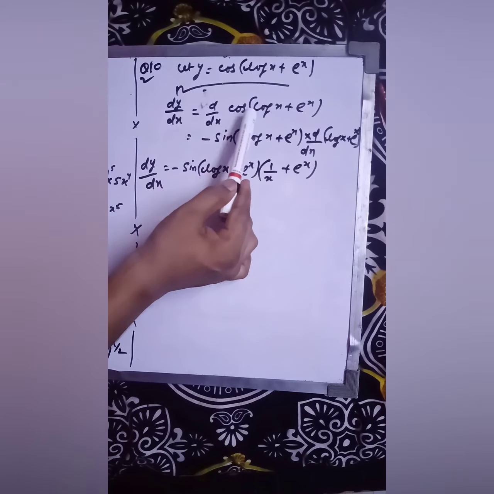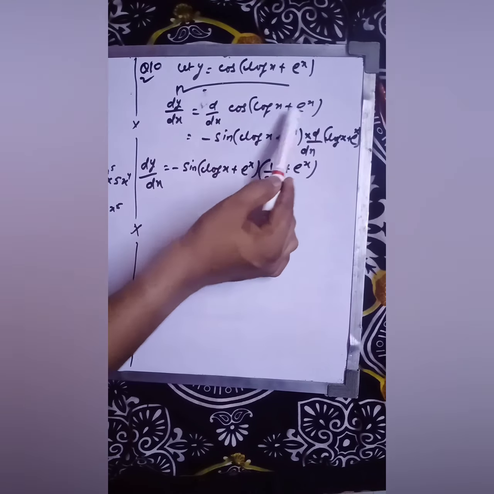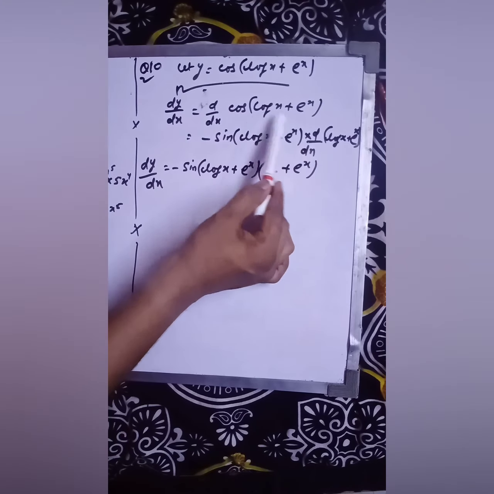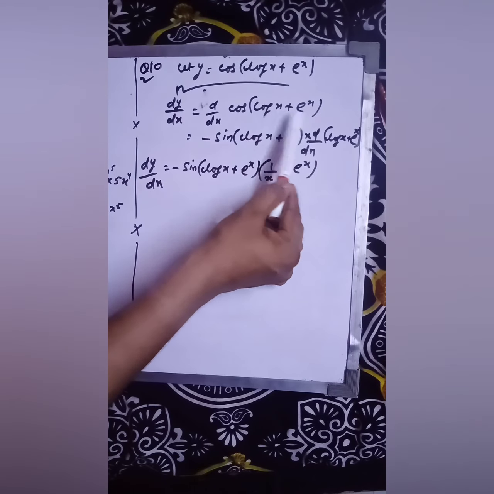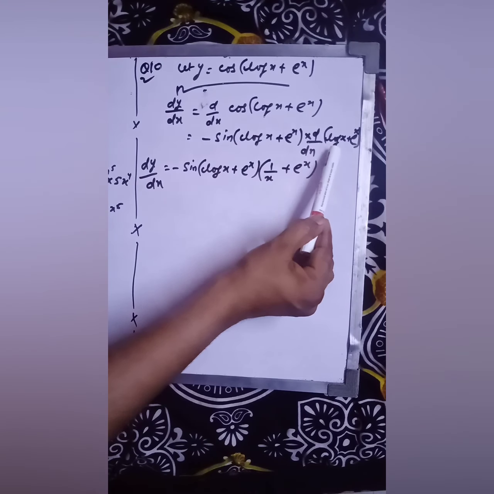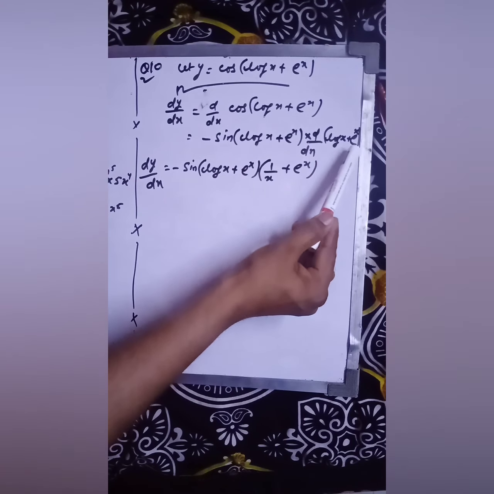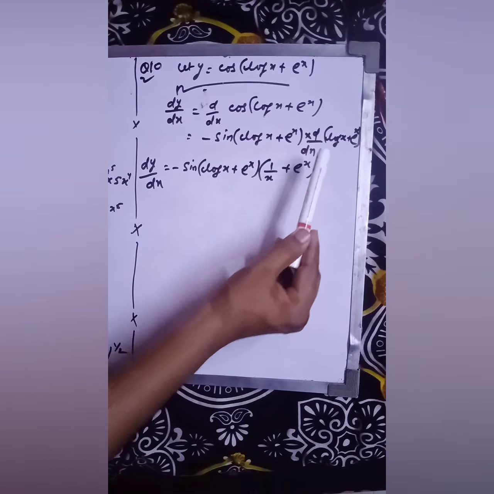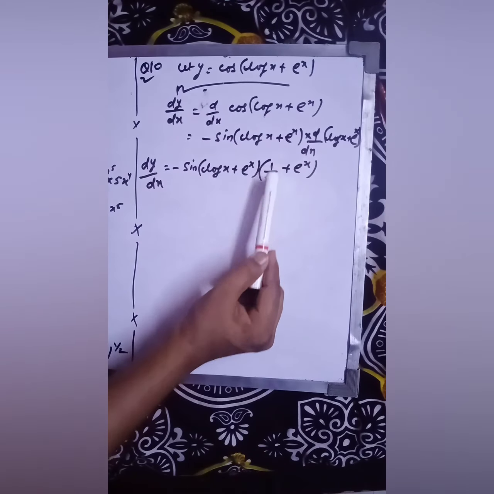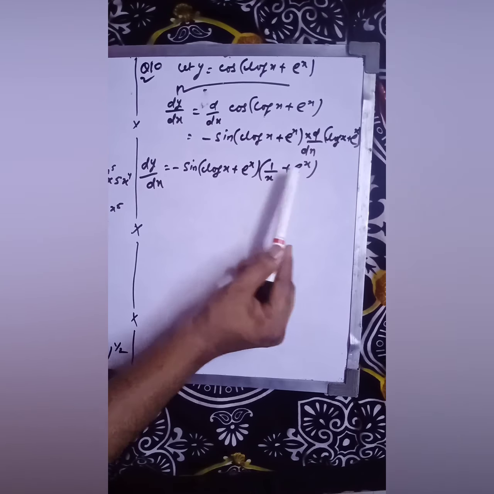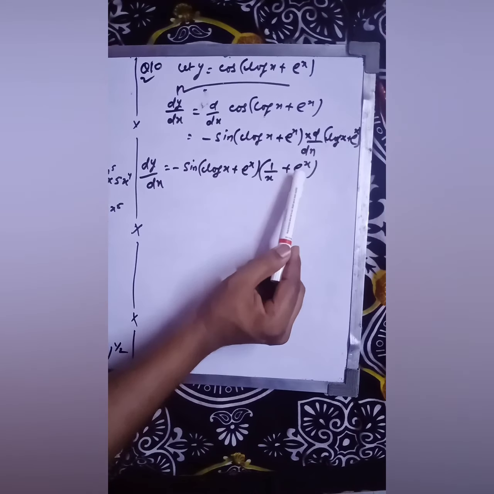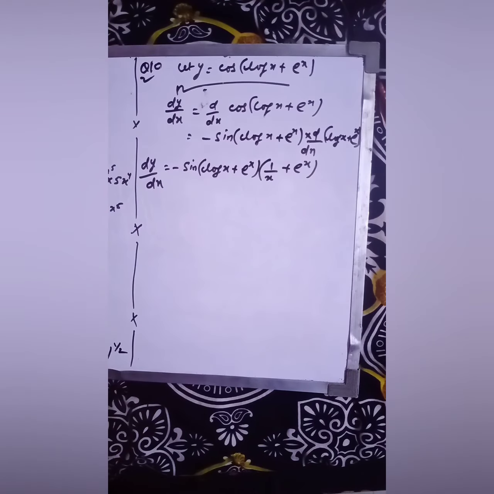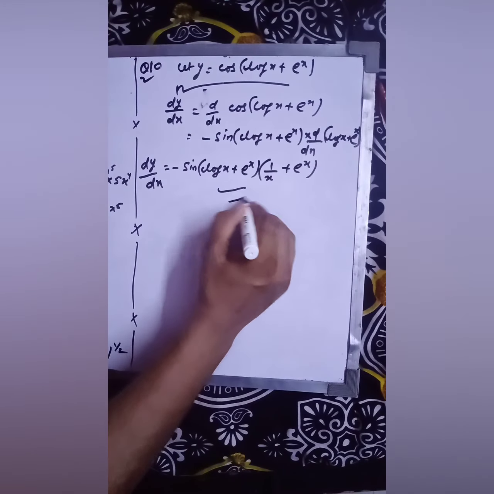Okay, so here the derivative of cos is minus sin, this will remain the same, into the derivative of this angle. The derivative of this angle will be this, log x plus e raised to power x. Okay, so this will remain the same, and the derivative of log x is 1 by x, plus the derivative of e raised to power x will remain e raised to power x. So this is your final answer.